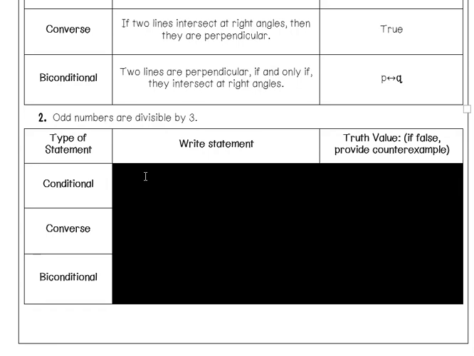So if you want to try the next one, the statement that's given is that odd numbers are divisible by 3. So first change it to a conditional, see if it's true, then the converse, see if it's true. If they're both true, write a biconditional statement. If they're not, provide a counterexample. So you can pause the video and press play when you're ready to review.